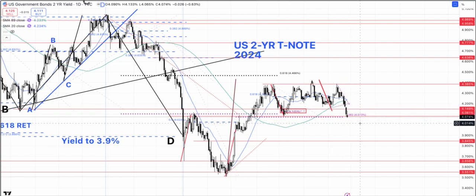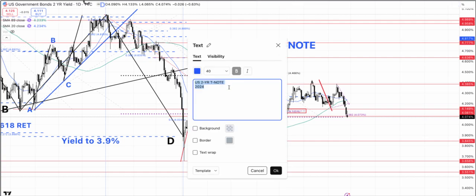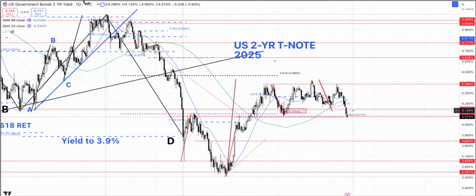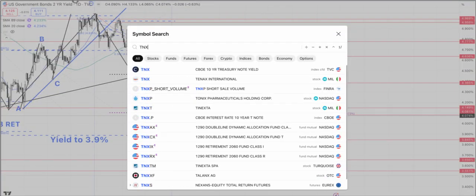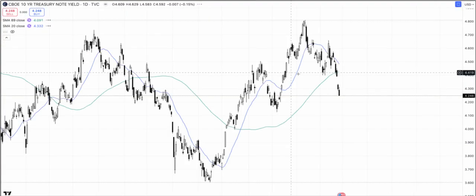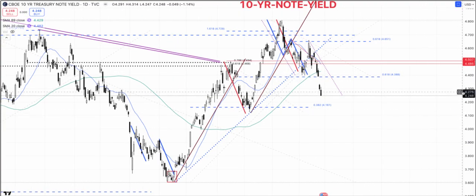If that were not to happen, then we could see an accelerated move to the downside, which means the yields are moving lower. Now, the most interesting one for us is taking a look at the 10-year Treasury note yield.